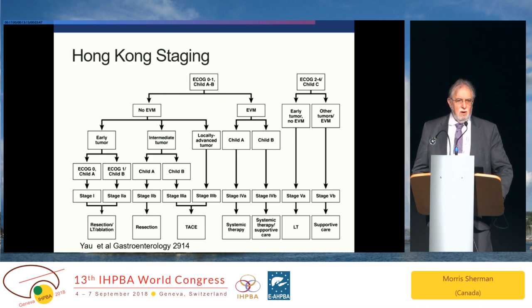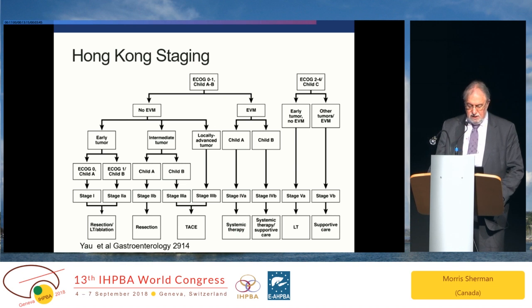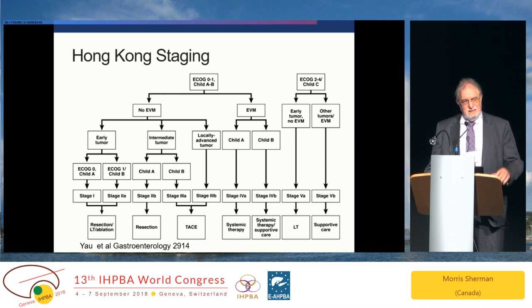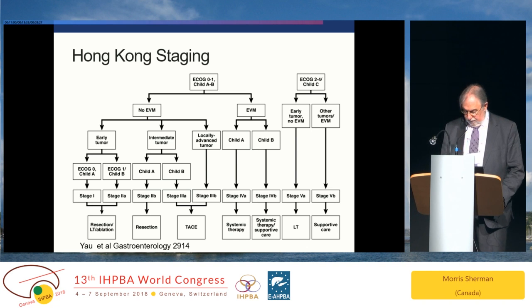Then along came the Hong Kong staging system. What the Hong Kong staging system did was essentially based more or less on the idea of the BCLC, but not entirely the same. And they described 9 stages, stage 1 through to stage 5B. And once again, they were prescriptive in terms of the treatment that should be offered to these groups.